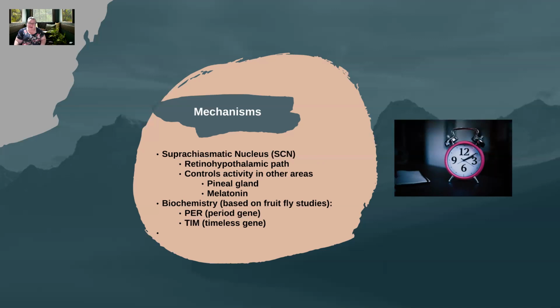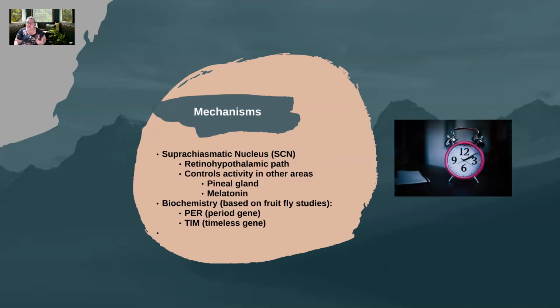And so light can reset the suprachiasmatic nucleus through a small branch of the optic nerve, which is this retinohypothalamic path. Light that comes in through that path can reset the suprachiasmatic nucleus. This particular path in the optic nerve is a little bit different than other parts of the optic nerve, in the sense that it has some different types of cells that are responsive to light.